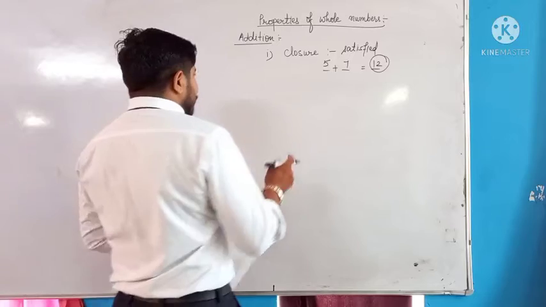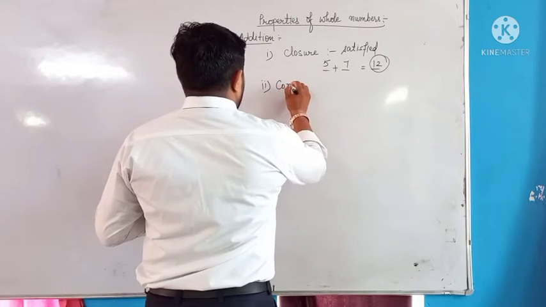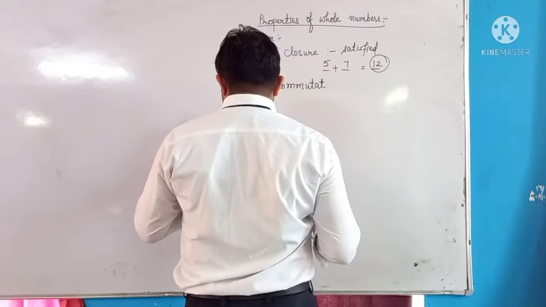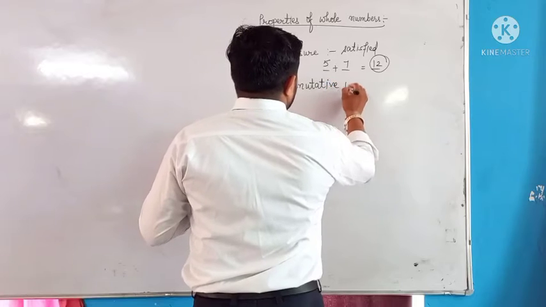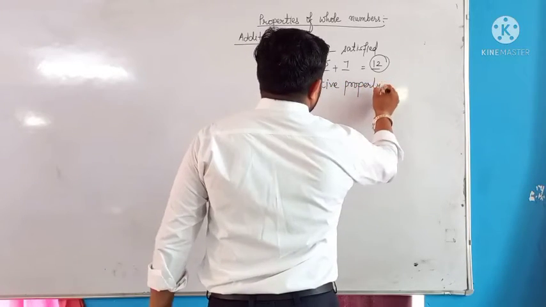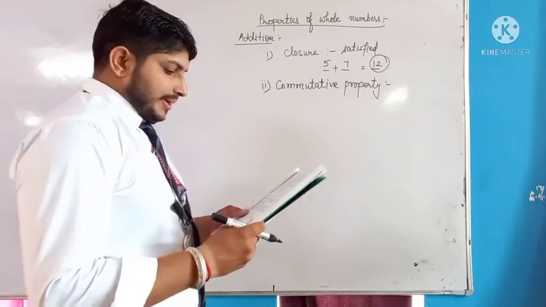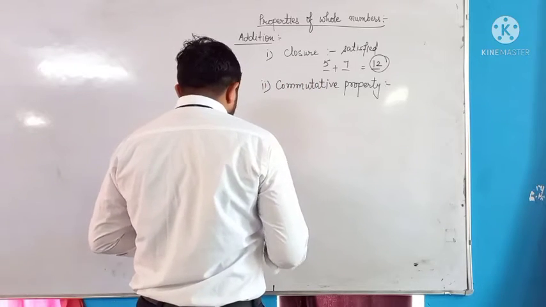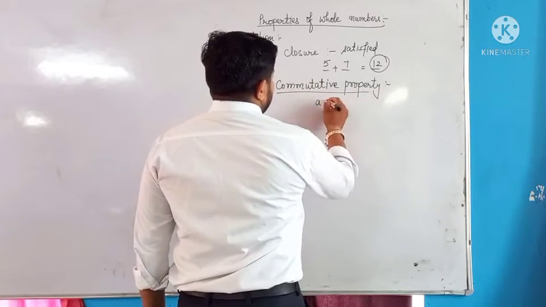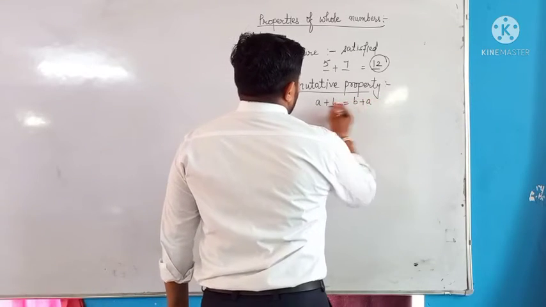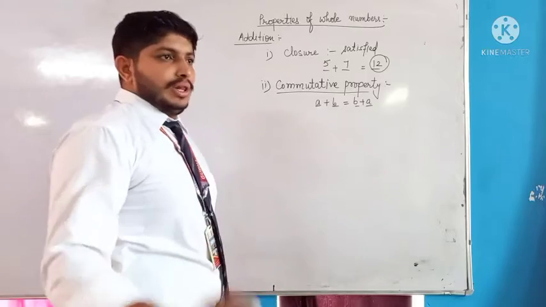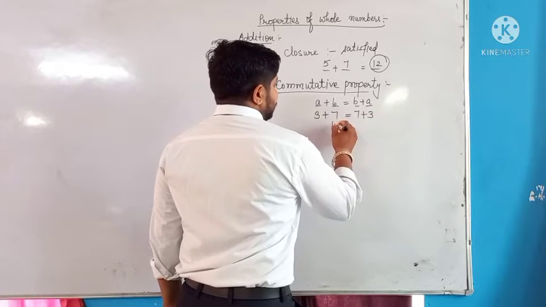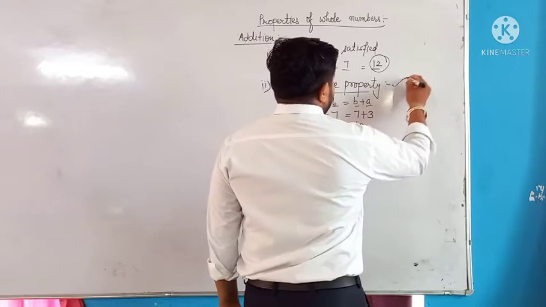Next is the commutative property. In commutative property, beta, we add any two whole numbers, and in reverse direction if we also add them, then our answer comes the same. Then this property is also satisfied. Like a plus b comes equal to b plus a. What are a and b here, beta? A and b are any two whole numbers. If you write 3 plus 7 and 7 plus 3, both are the same. So this property is also satisfied.